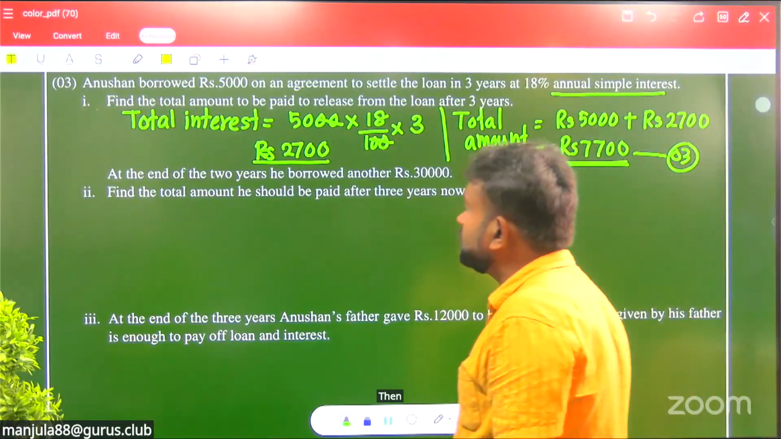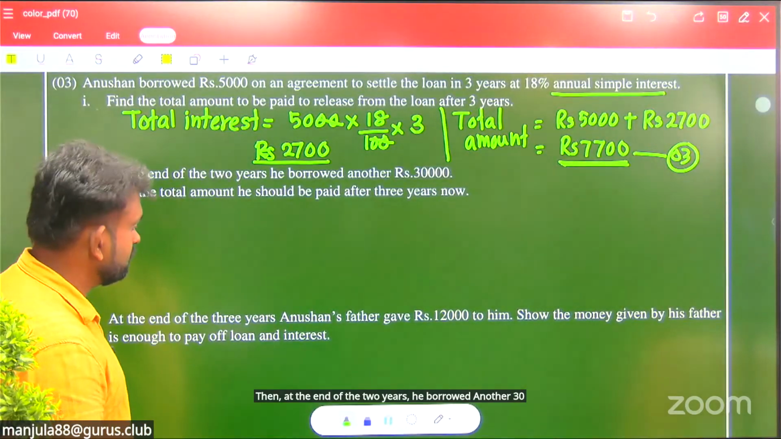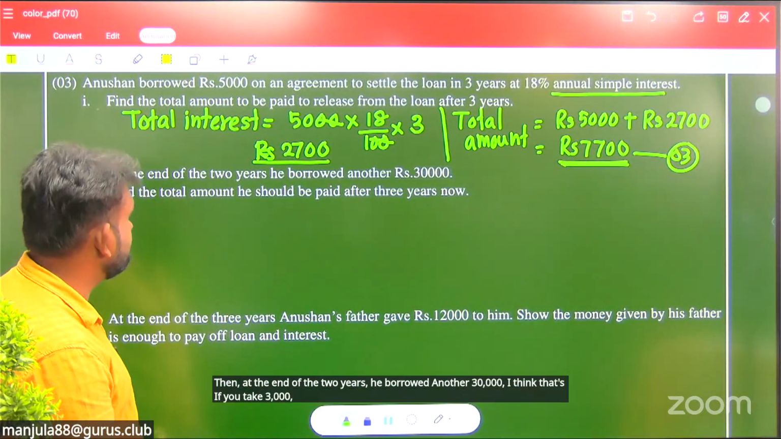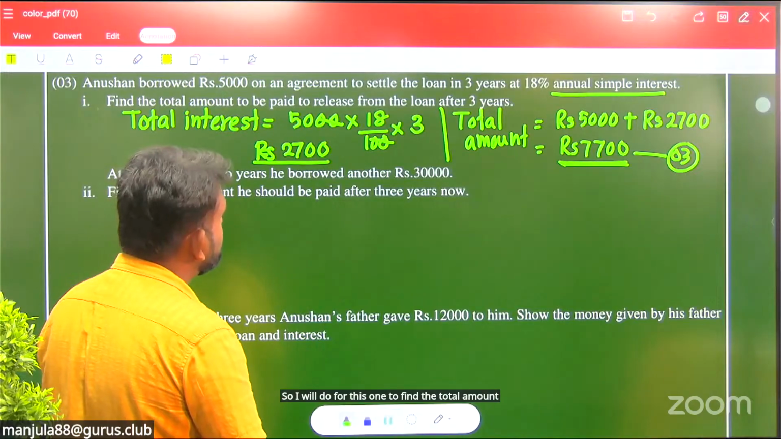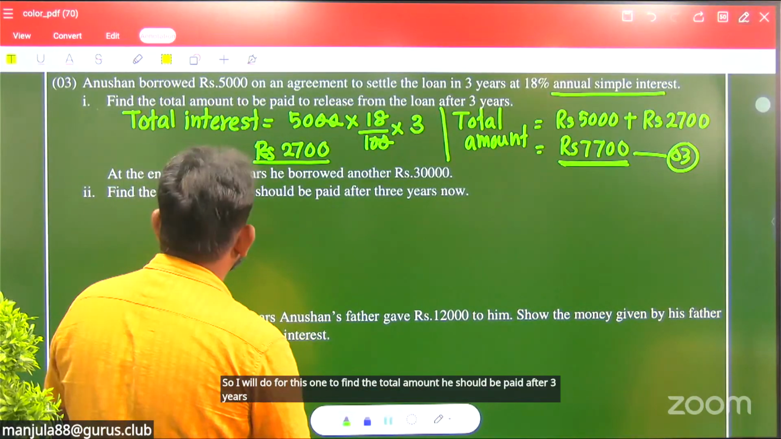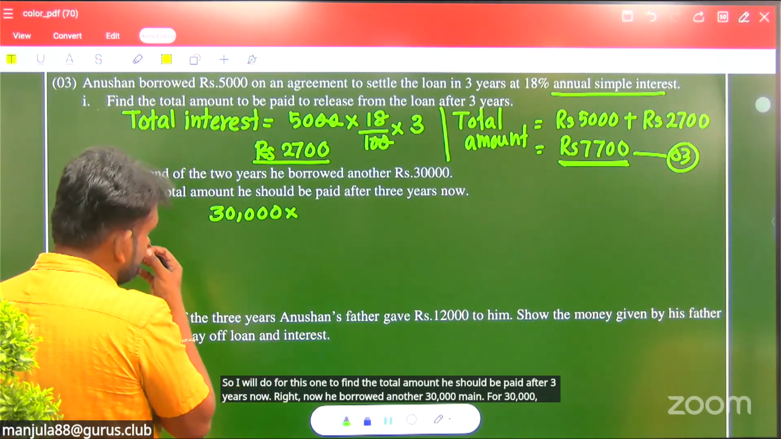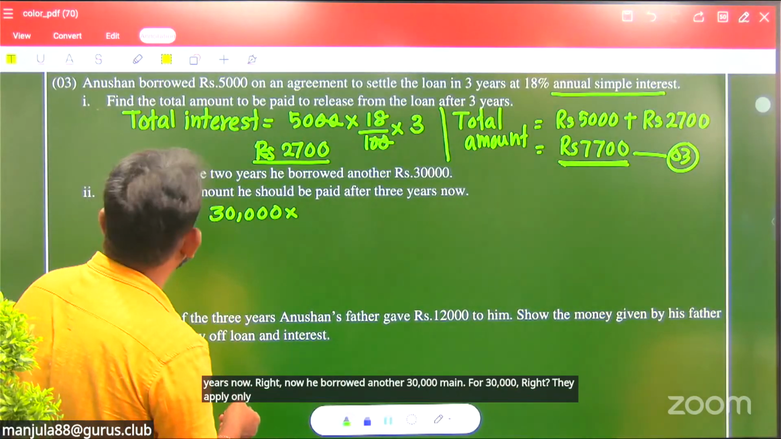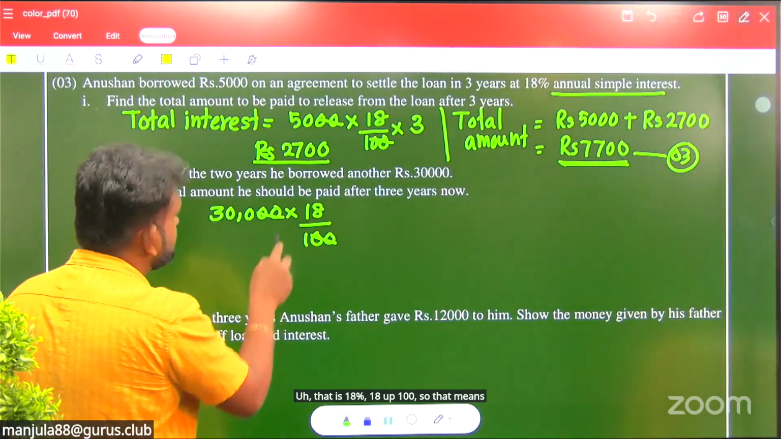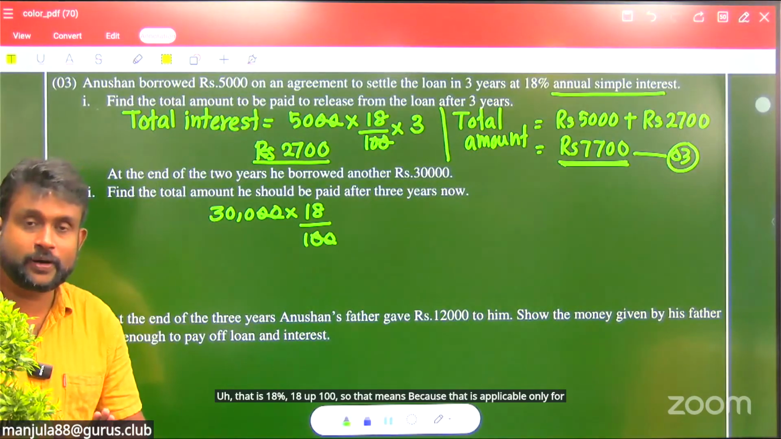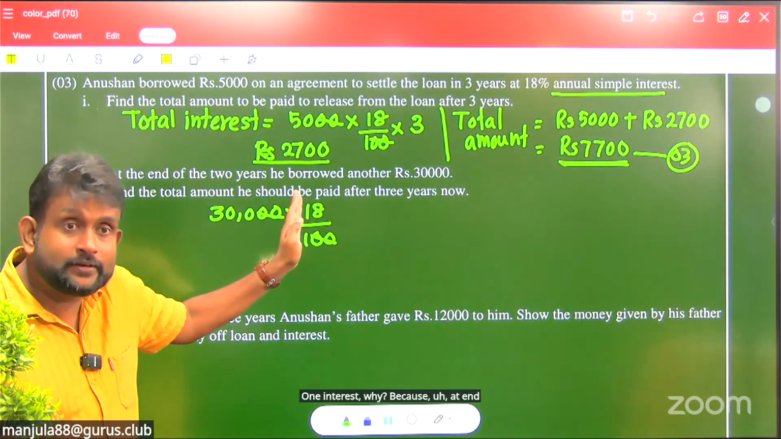Then at the end of the 2 years, he borrowed another 30,000. I think if you take 3,000, is that okay with the other question? So I will do it for this one. Third, find the total amount he should pay after 3 years. Now he borrowed another 30,000, right? They apply only 1 year of interest, that is 18%, 18 upon 100. That is applicable only for 1 year of interest. Why? Because at the end of 2 years they took the loan.